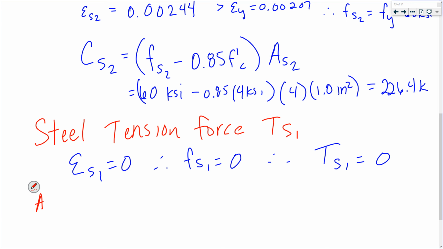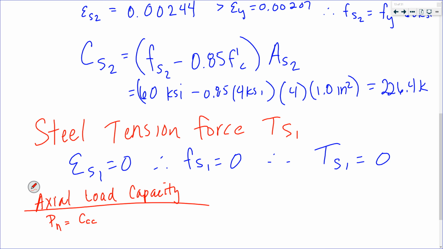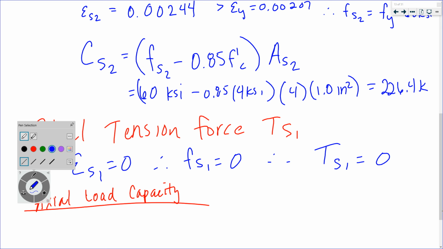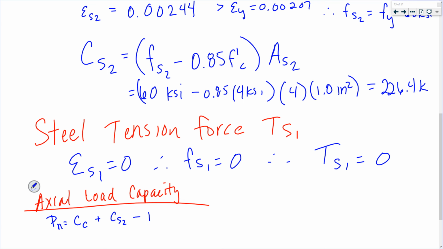So let's see, my axial load capacity. I'm going to sum up my concrete, right, Pn is equal to my concrete plus my steel minus my tension steel. Concrete compressive force, steel compressive force minus my steel tension force, which is 0, so it doesn't matter.